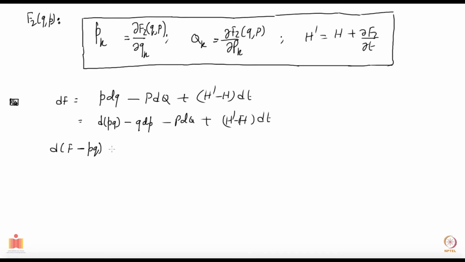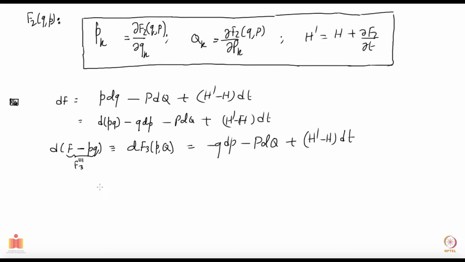So this we will define as d of f3. What will be the variables? The variables will be the small p and capital Q, because this is gone to the left. So your f3 is this. And what is df3? df3 is minus q dp and minus p dq plus h prime minus h dt.